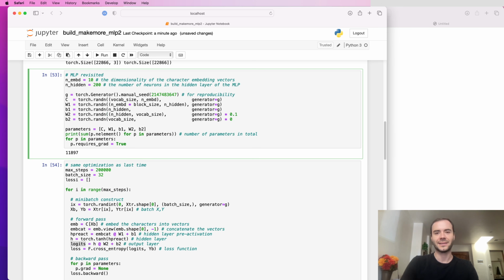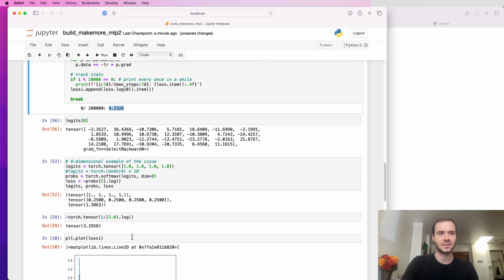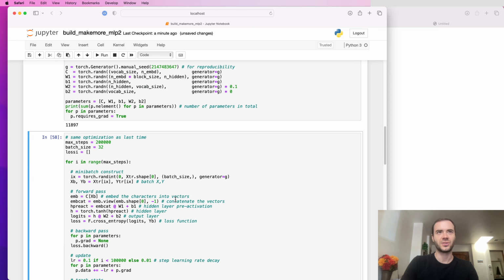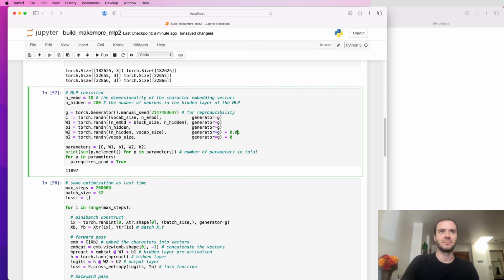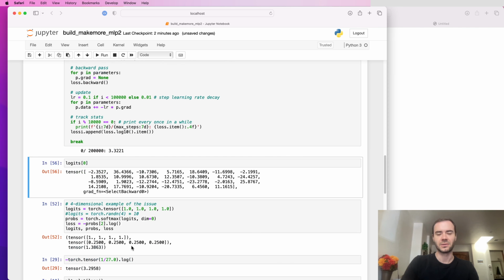So for example, if we scale down W2 by 0.1, all the elements, then if I do again just the very first iteration, you see that we are getting much closer to what we expect. So roughly what we want is about 3.29. This is 4.2. I can make this maybe even smaller. 3.32. Okay, so we're getting closer and closer.